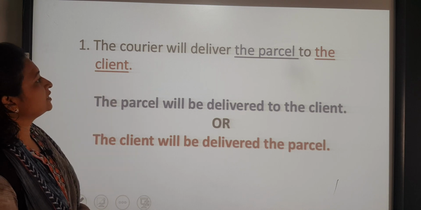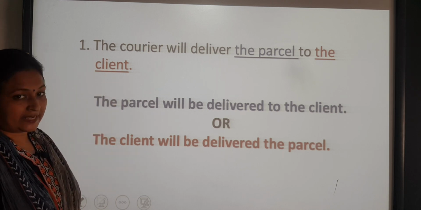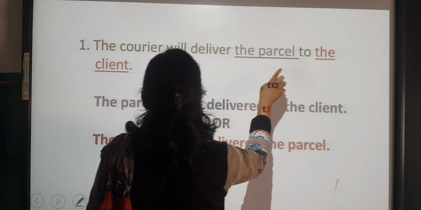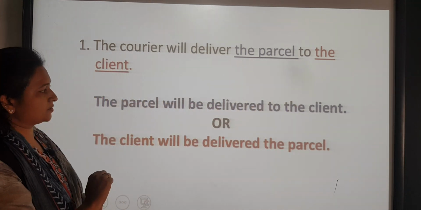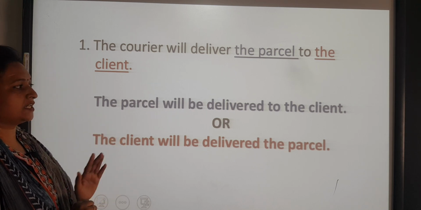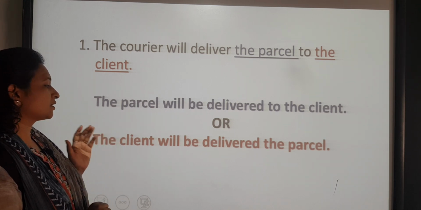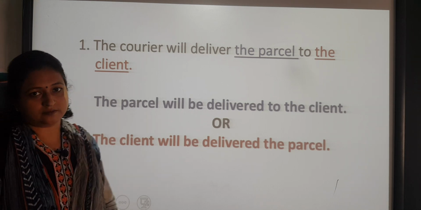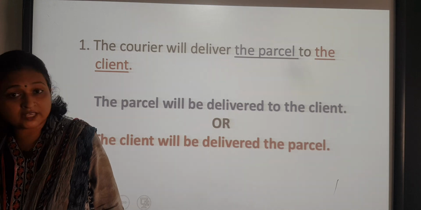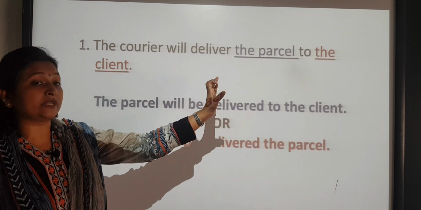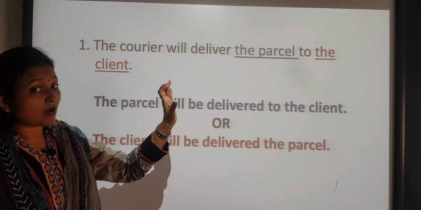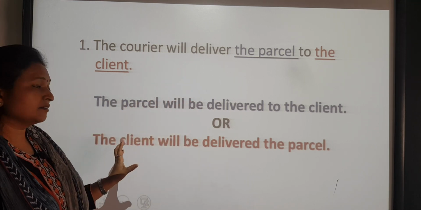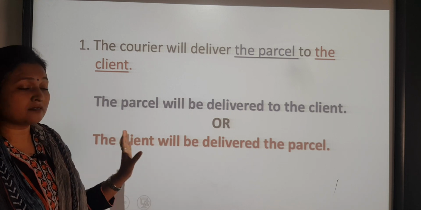The courier will deliver the parcel to the client. Which are the two? The parcel and the client. So the parcel will be delivered to the client is one. The client will be delivered the parcel. Everything is the same. Only thing is you have to take different objects as your subject. First I have taken the parcel, in the next I have taken the client. Rest all remains the same.